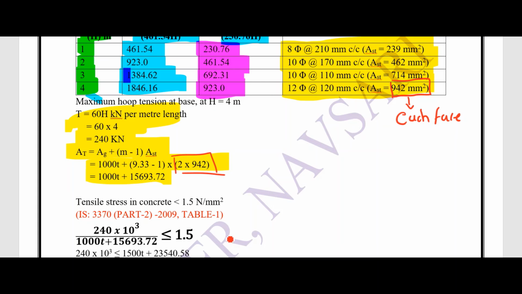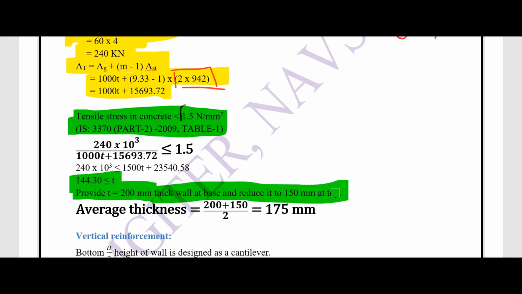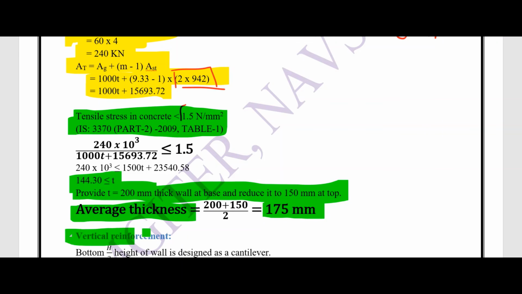And we have a tensile stress of 1.5 from IS 3370 Part 2, 2009, Table number 1. So by this equation we found a thickness of 200 mm at the base, reduced to 150 mm at the top. We provide a 200 mm thick wall at the base and it reduces to 150 mm at the top, and we provide an average thickness of 175 mm. So we can provide vertical reinforcement here.